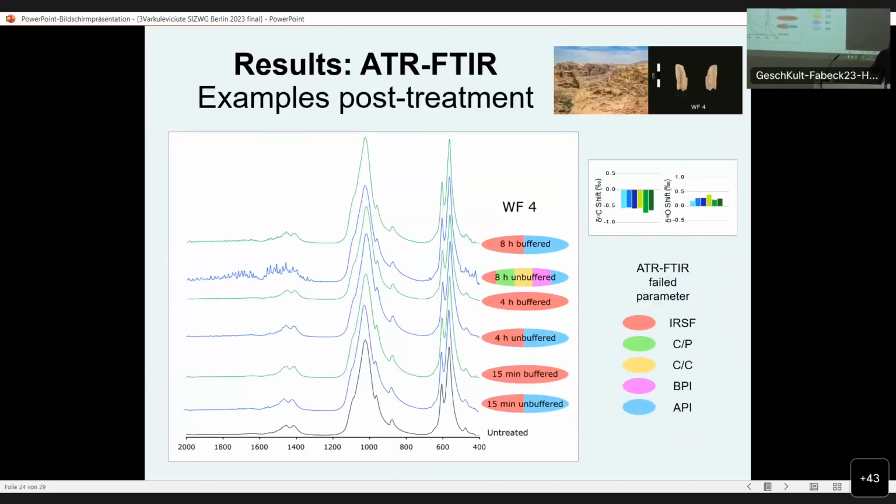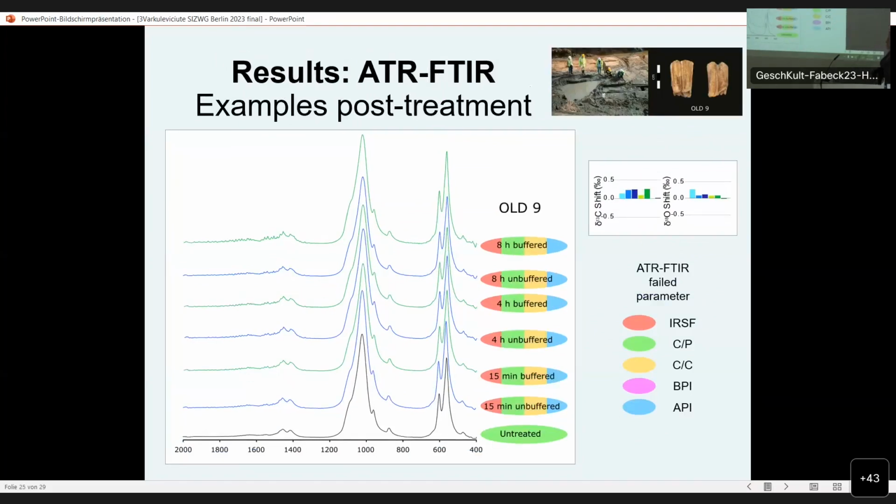And here are just two examples of the whole spectra from untreated all the way to the harsher, longer treatments. And there doesn't seem to be a correlation between the worsening of FTIR and the shift of carbon and oxygen values. And the same in the Oldenburg 9 sample as well.